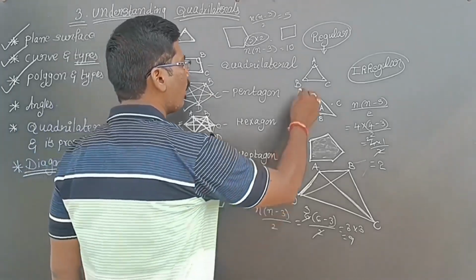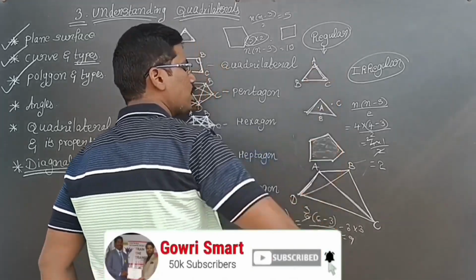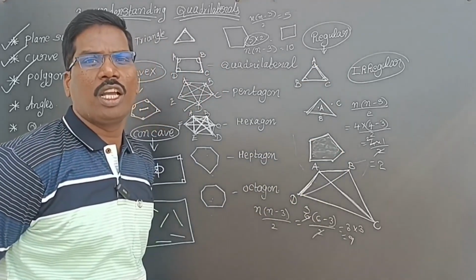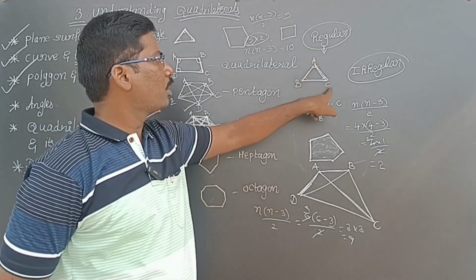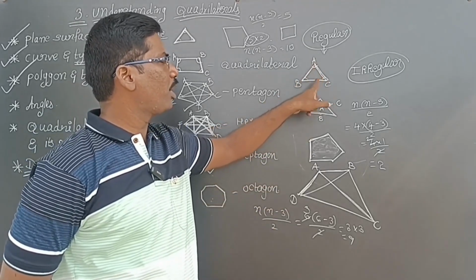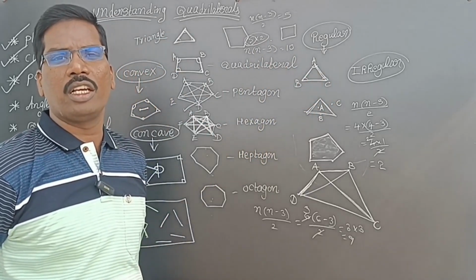In a triangle there is no diagonal because you have to draw between two vertices which are not adjacent vertices, then only you will get a diagonal. So here if you take any point, the remaining vertices are adjacent only, so we can't draw a diagonal in a triangle.